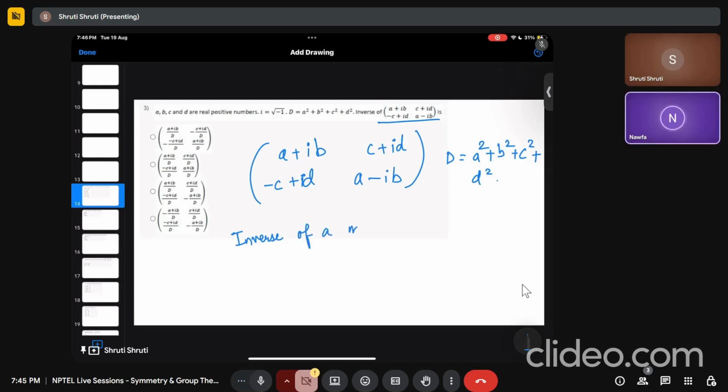1 by determinant into adjoint of A. Yes. So A inverse is equal to 1 by determinant into adjoint of A. Then can you figure this out? Yes, ma'am.